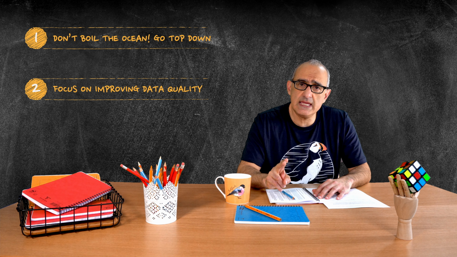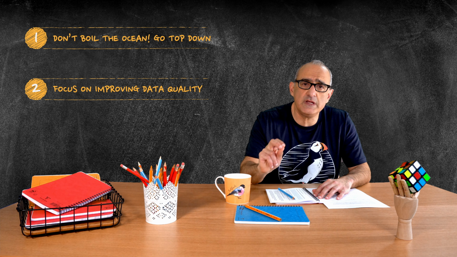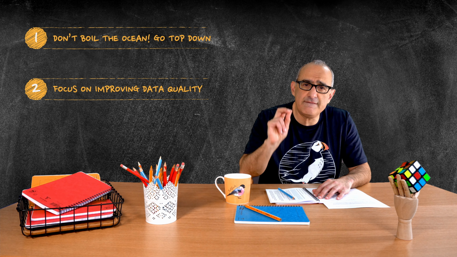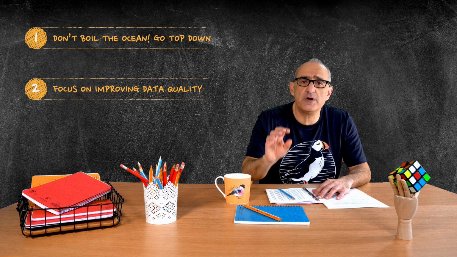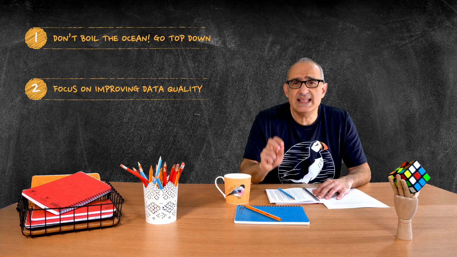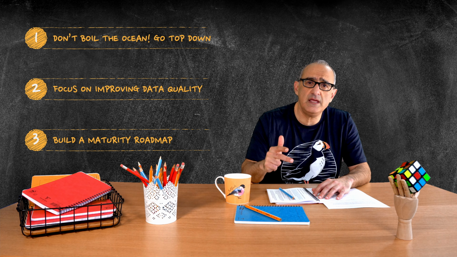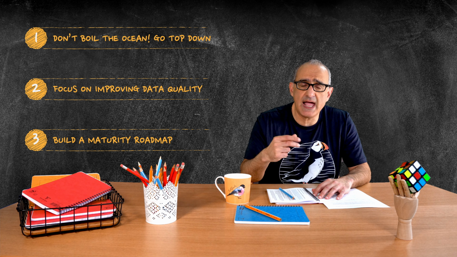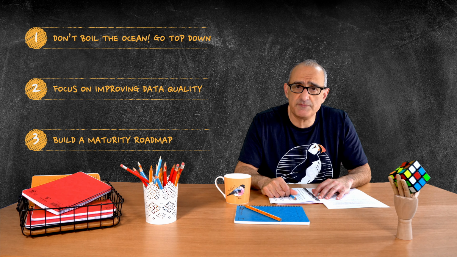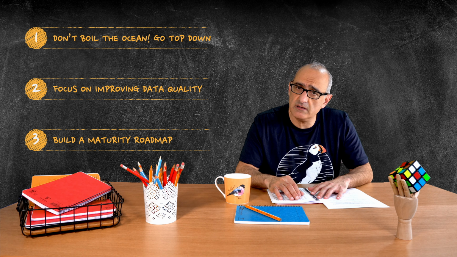Number 2 is focus on improving the data quality by improving your internal processes and defining a methodology for delivering a high quality configuration management database that people trust in. Number 3 is define a maturity roadmap for your asset management configuration management processes that is aligned to the business outcomes that you're looking for.